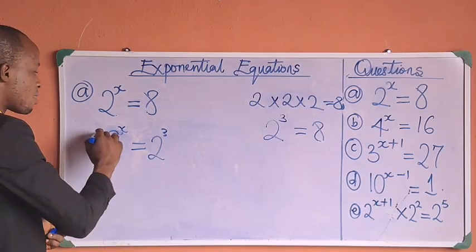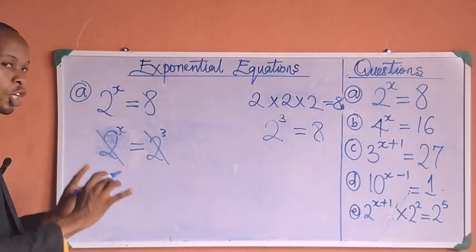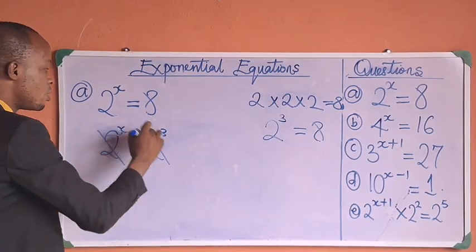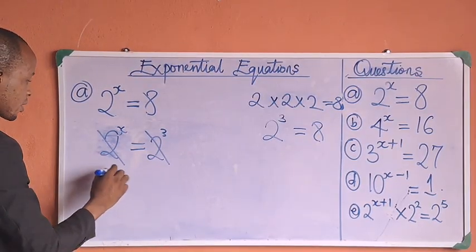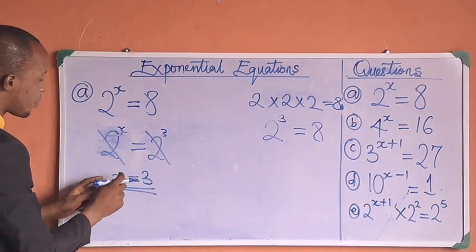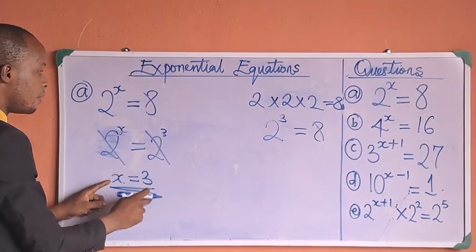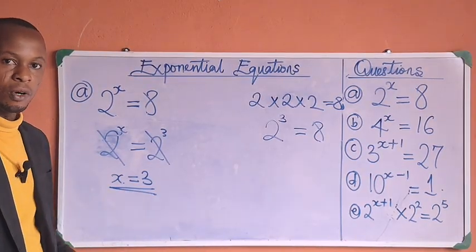I will simply cancel the bases since they are common and they are equal. So having cancelled the 2 bases, what do I have left? I have x equals to 3. So the value of x in this exponential equation is simply 3. Kindly take note of that.